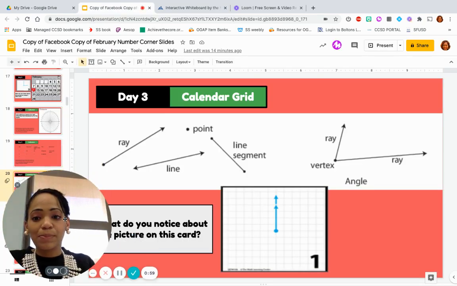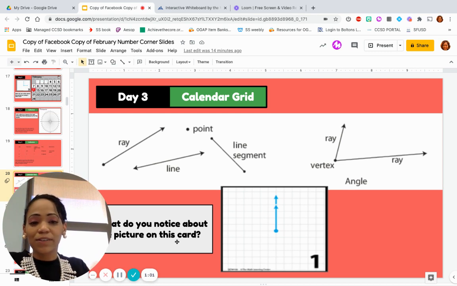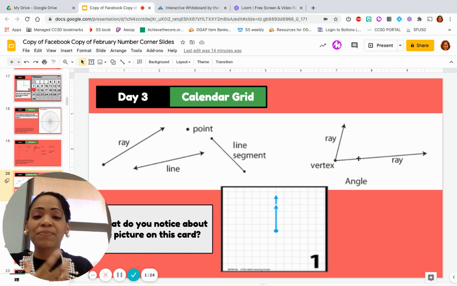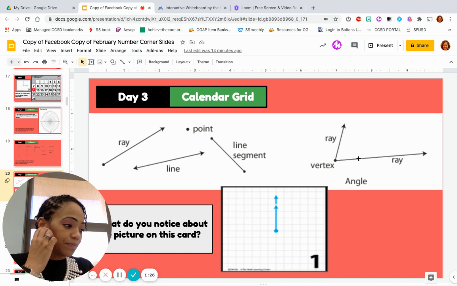So look at these pictures, and I'm just going to very quickly go through them. Here is a point. We have a ray. We have a line. We have a line segment. Then we have a ray that's connected to another ray with a point here. But now, because it's connected, it's called a vertex. And it has created an angle.